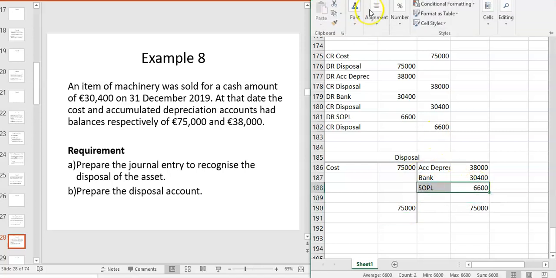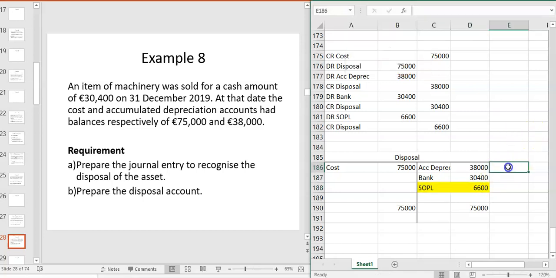The disposal account is really only used as a temporary calculated account to figure out what the profit or loss on disposal is. This is not credit the P&L, be careful. That's credit the disposal account. The corresponding entry is debit the P&L. And we know debit the SOPL is an expense.